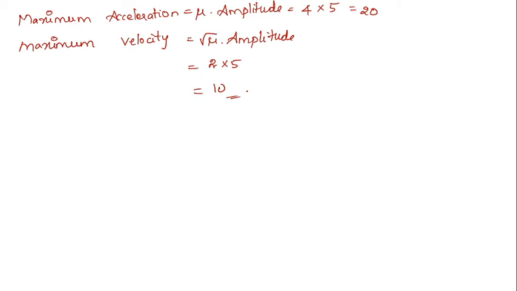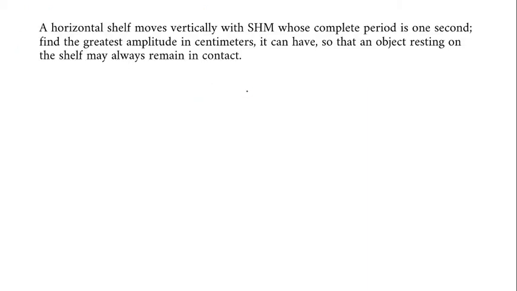Okay, we'll move to the next problem. A horizontal shelf moves vertically with simple harmonic motion whose complete period is 1 second. So they have given that the time period is 1 second, okay? And find the greatest amplitude in centimeters. So we are converting that into centimeters. It can have so that an object resting on the shelf may also remain in contact. So that is what they have given.